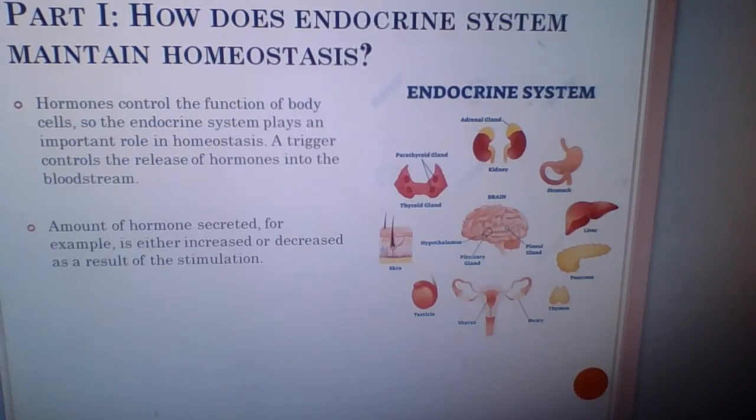How does the endocrine system maintain homeostasis? This is the second part. Hormones control the function of the body cells, so the endocrine system plays an important role in homeostasis. A trigger controls the release of hormones into the bloodstream. The amount of hormones secreted, for example, is either increased or decreased as a result of the stimulation.